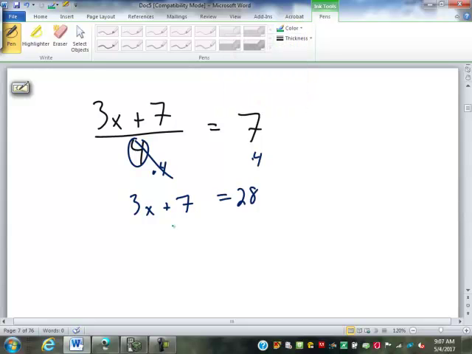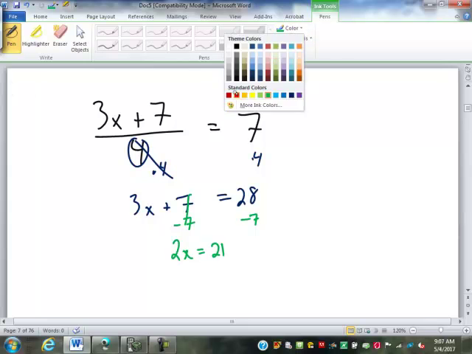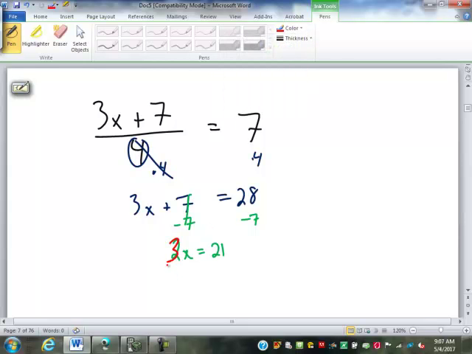What's our next step? Subtract 7. 3x equals 21, and then 3x divided by 3 equals 7.